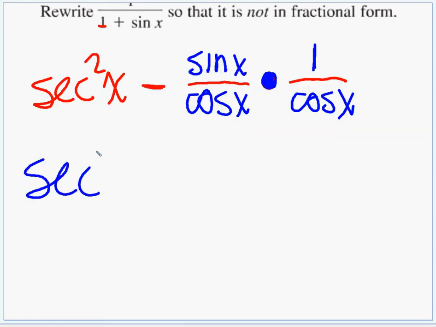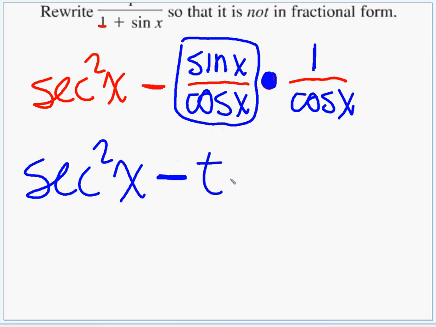Secant squared is fine. It's going to stay like that. Minus sine over cos. That sure can be turned into a tan x. And then 1 over cos, that turns into a secant x. Okay, and I would be absolutely fine. I believe in this example in the textbook, they leave it exactly like this.